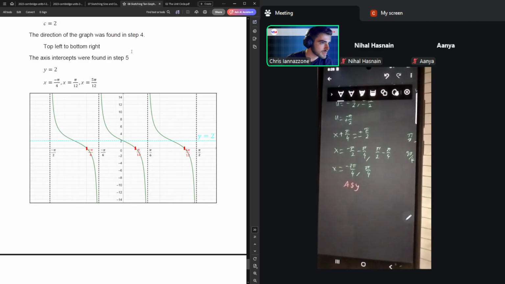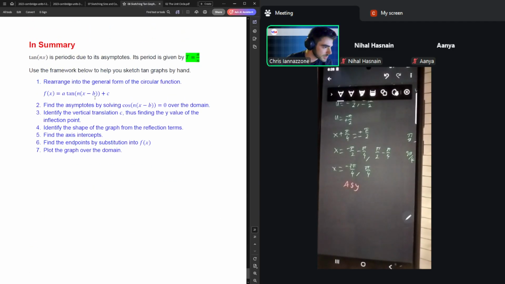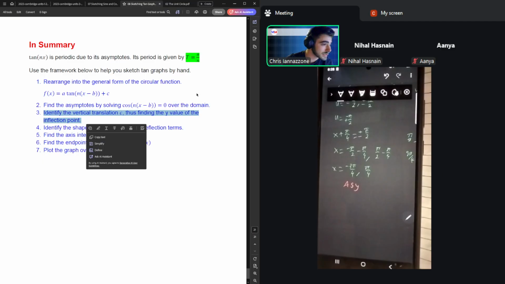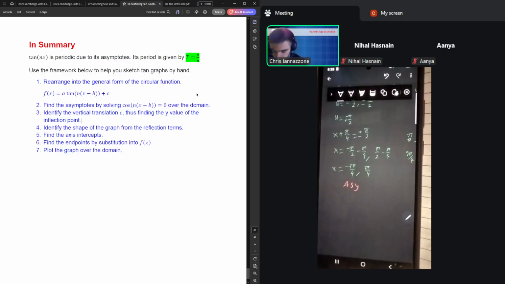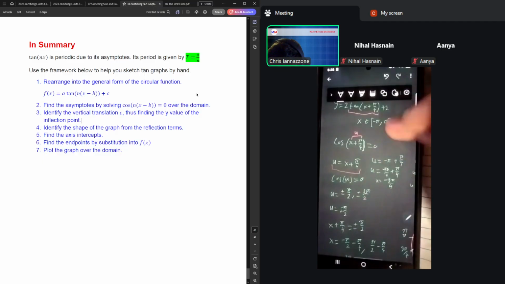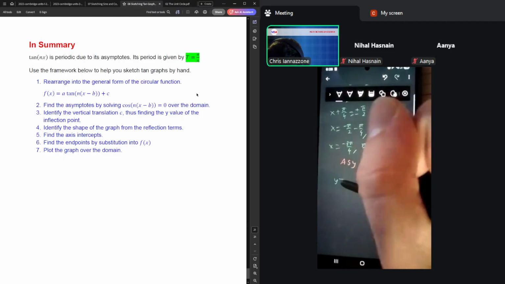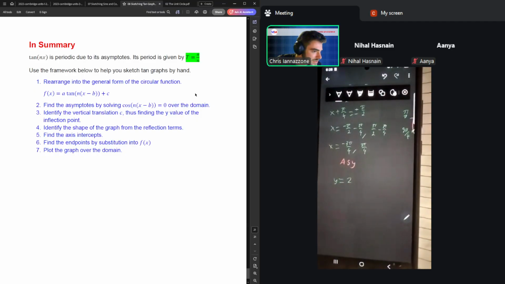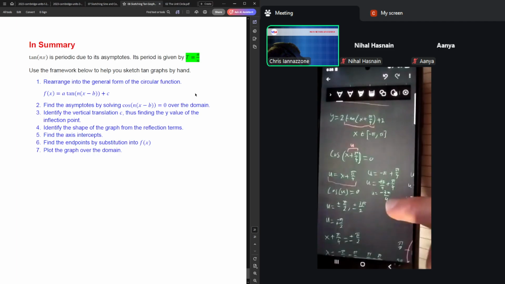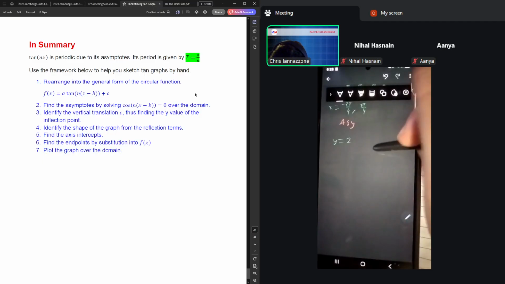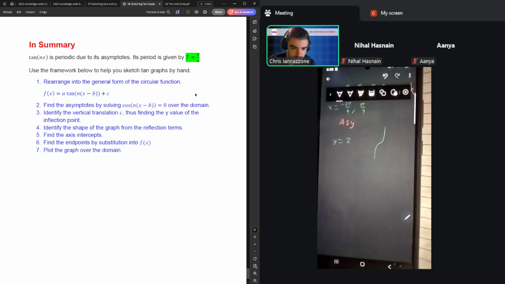But I guess asymptotes, if we have a look back at the screen share, the next step would be getting our vertical translation to get our inflection point. Vertical translation is +2, so that's going to be a y equals 2 inflection point. Nice and easy. Shape of the graph, it was net positive, I believe. Yeah, both positive coefficients, so it's going to go something like that, bottom left to top right.